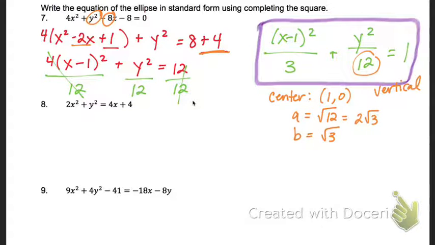Then you get 12 on the right side. You want to divide everything by 12. And the 4 over 12 reduces to 3. So here the box that is highlighted is my final answer.